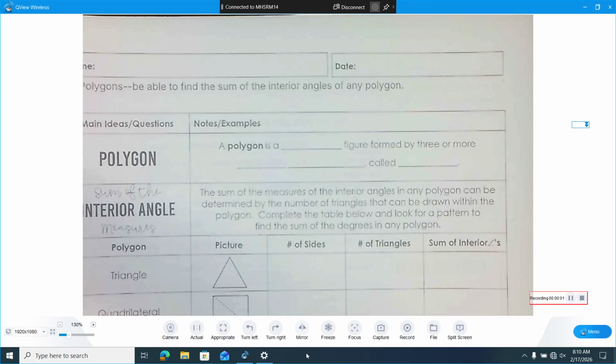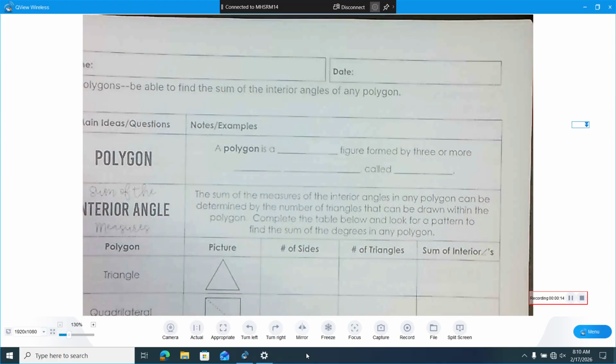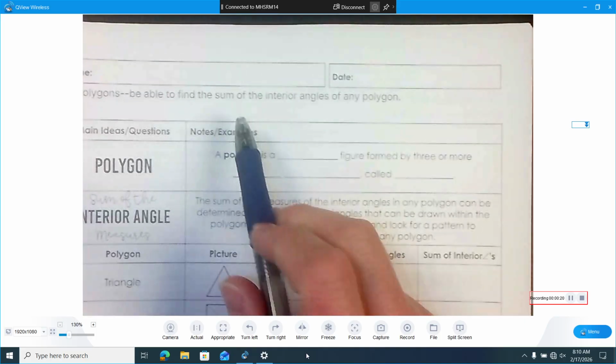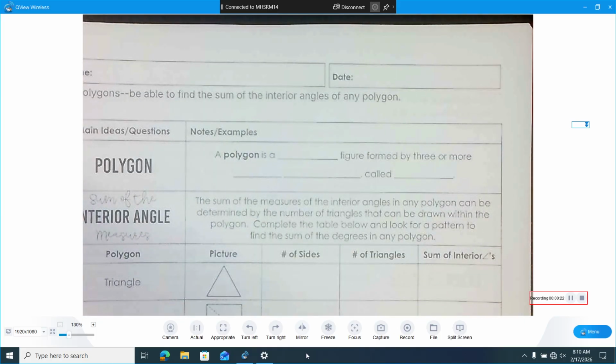Oh, here we go, ladies and gentlemen. We are talking about polygons in this unit. We've been talking all about triangles, and so we're moving on and up in the world to polygons. We want to be able to find the sum of the interior angles of any polygon today, among other things.